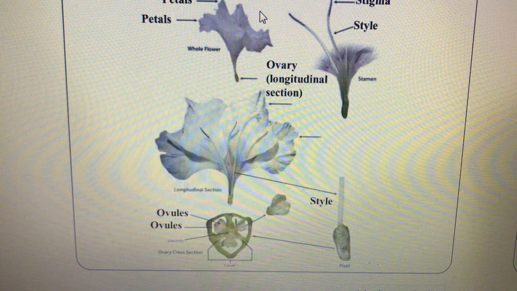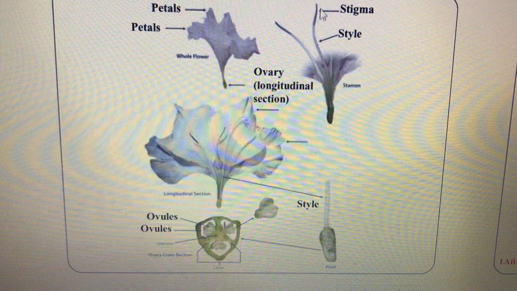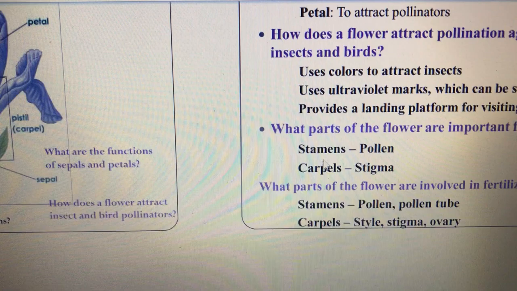This is what a stamen looks like. This is the style, and this is the stigma. Stigma, style. Stamen. So remember, stamens have pollen, carpels contain the stigma.